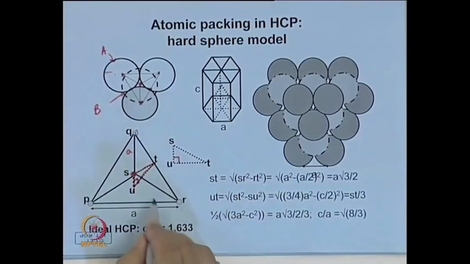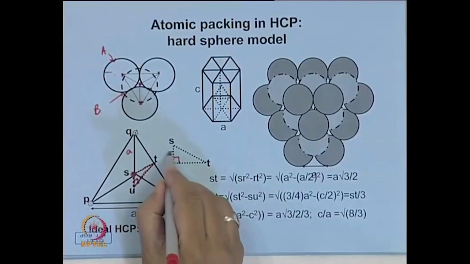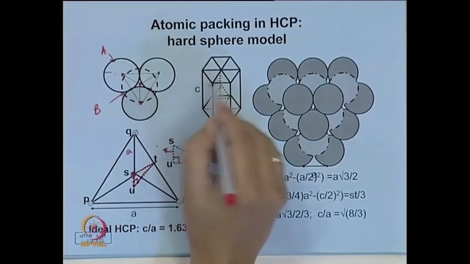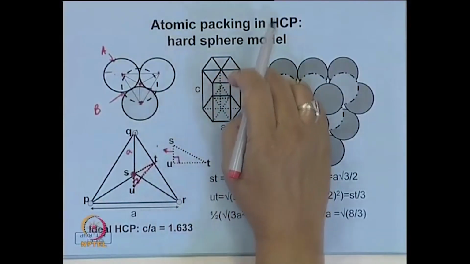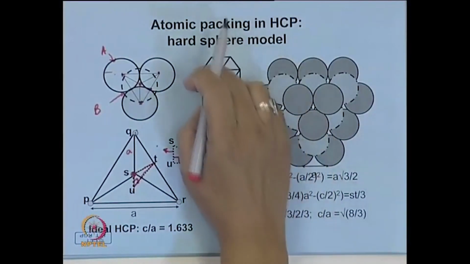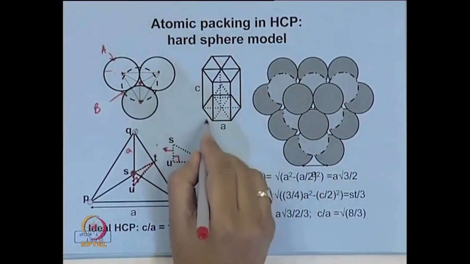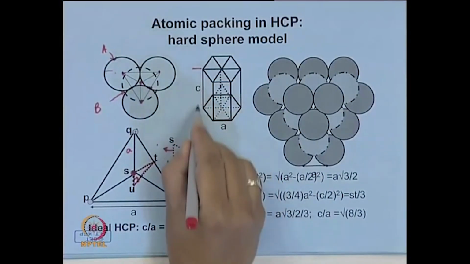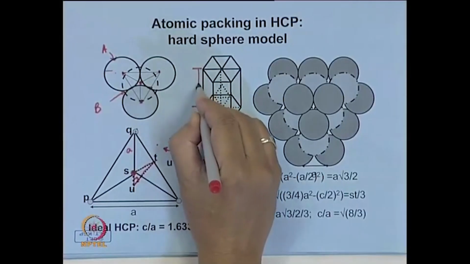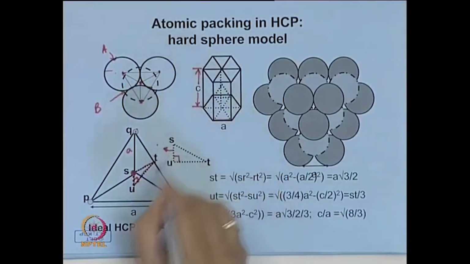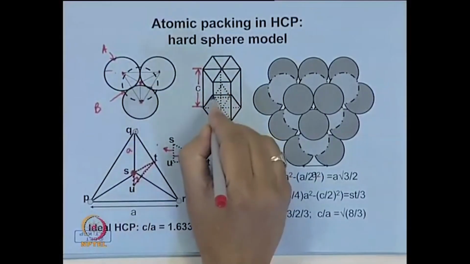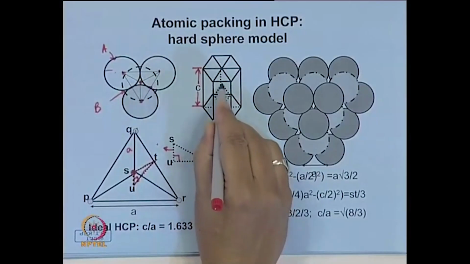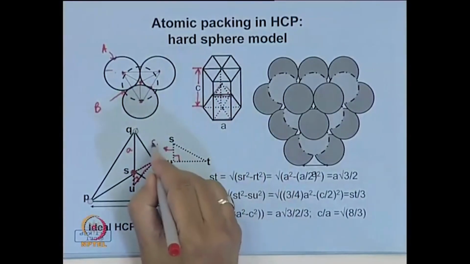Now, here this distance, what is this distance? Now, we say that in hexagonal close packed structure, the c axis is different from the a parameter. This is a, and in hexagonal close packed structure, the height of this unit cell is called c. So, this SU represents the distance between this plane and this central plane. So, therefore, this is c over 2.